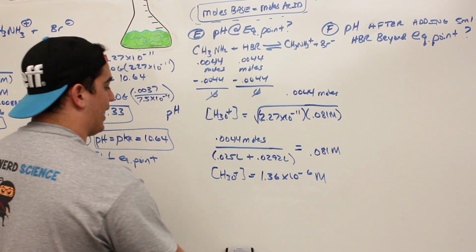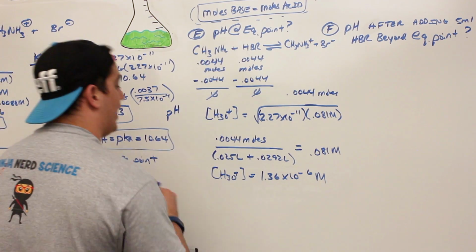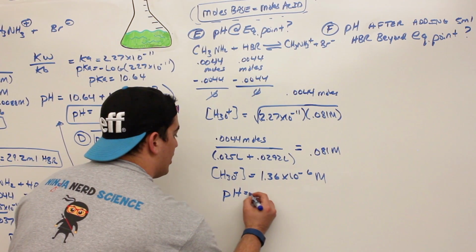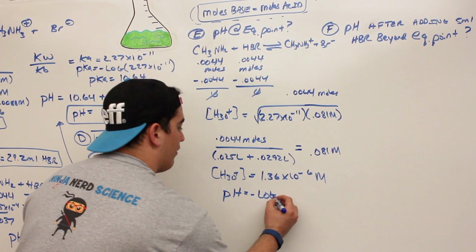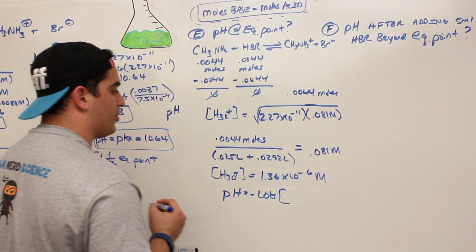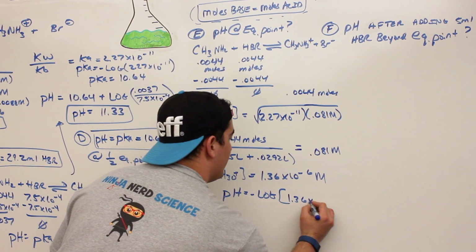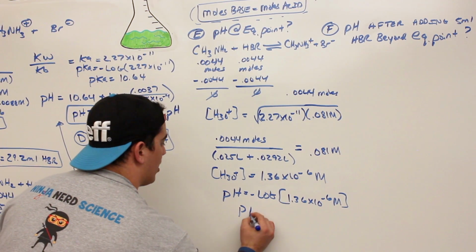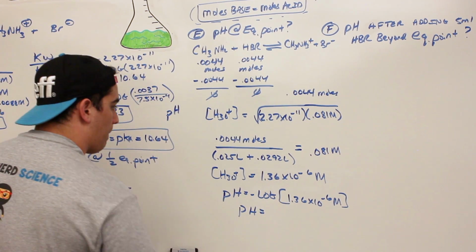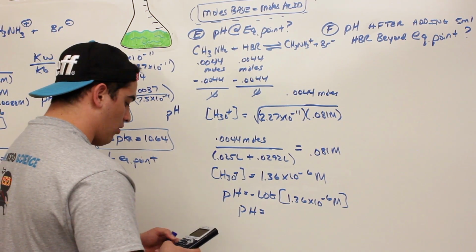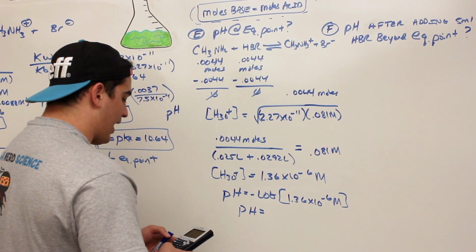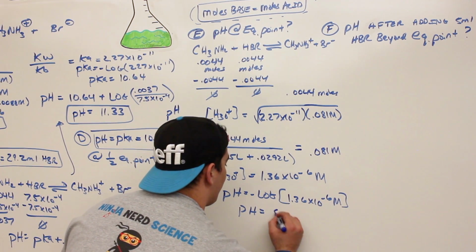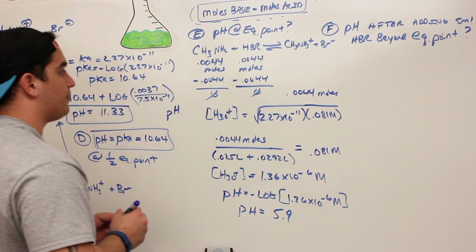What's the next thing? I got to get pH because that's what they wanted. Well, pH is equal to the negative log of this guy. So pH is equal to the negative log of the H3O plus concentration, which is 1.36 times 10 to the negative 6 molarity. So this pH is probably going to be somewhere around 5 point something. Let's go ahead and plug this in. So we take the negative log of that answer, and I get 5.9 approximately, right? So about 5.9 for the pH.